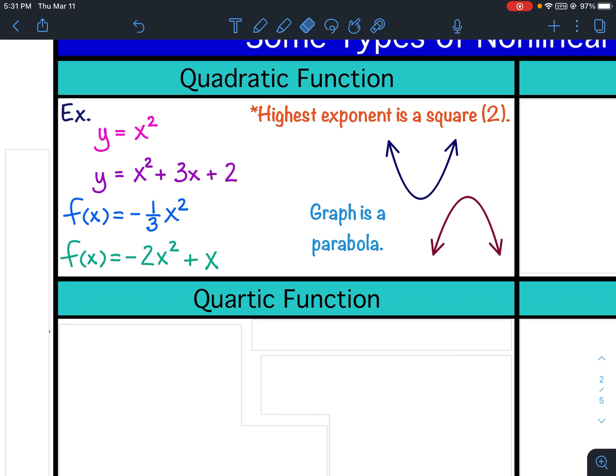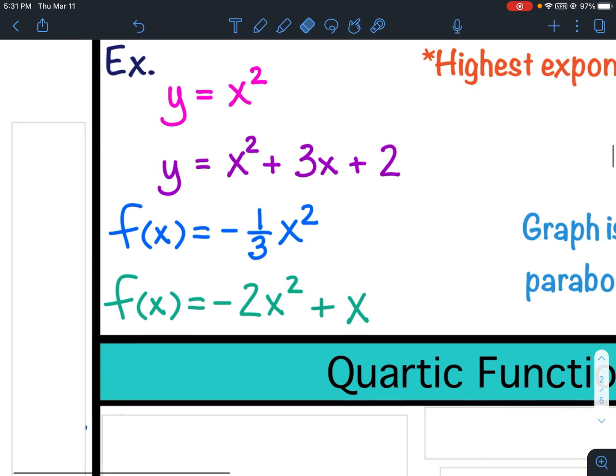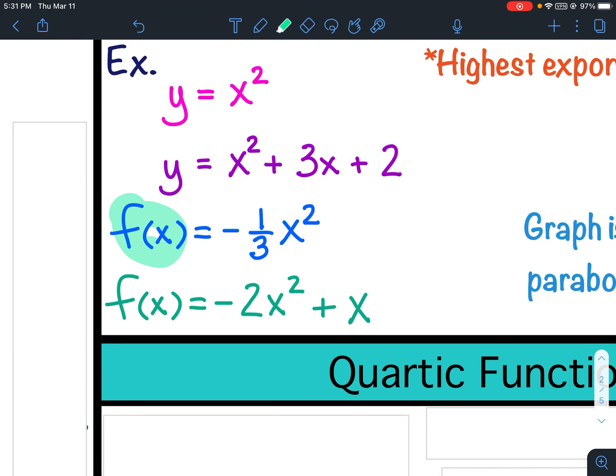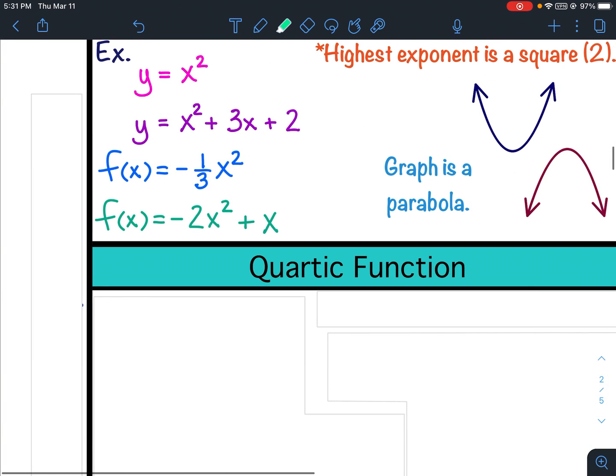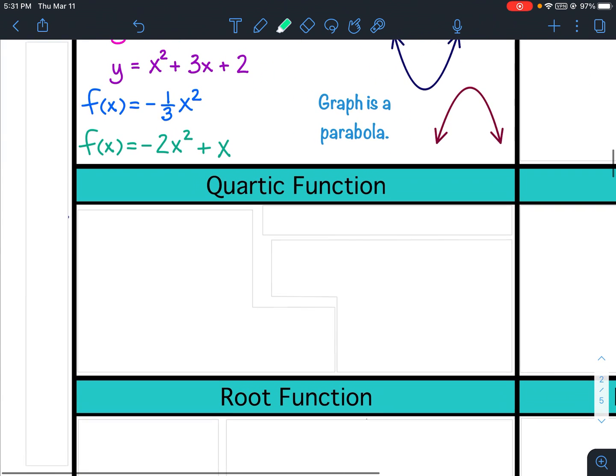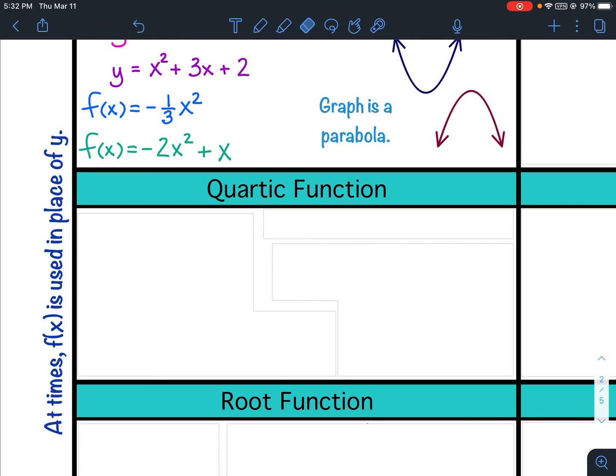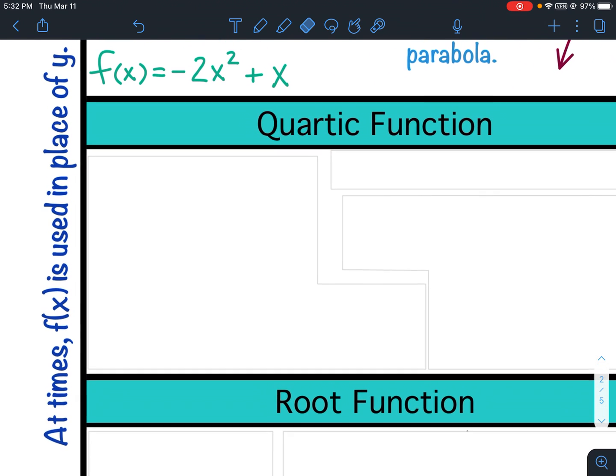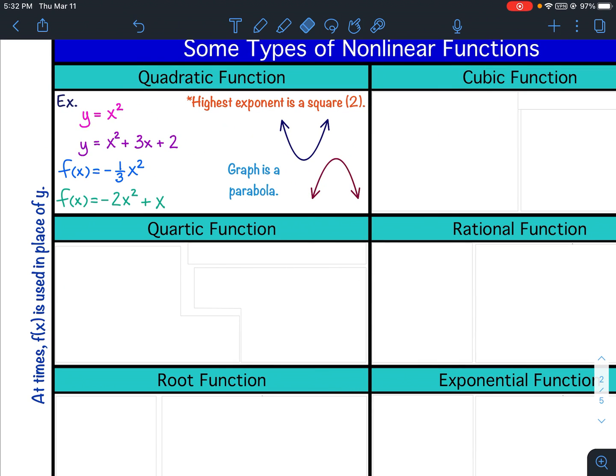Okay, now looking at these equations, what is something we haven't worked with before? That is this right here. When you get up to higher math, algebra and algebra 2, sometimes instead of using y, they'll use f of x instead. So off to the side, I would like you to write down that at times it is used in place of y. Pause your video and get that written down. Okay, so that is the quadratic function. The highest exponent is a square.